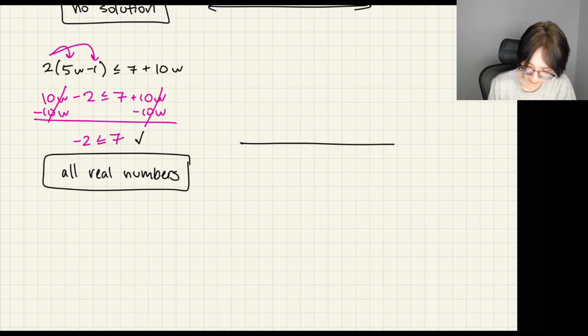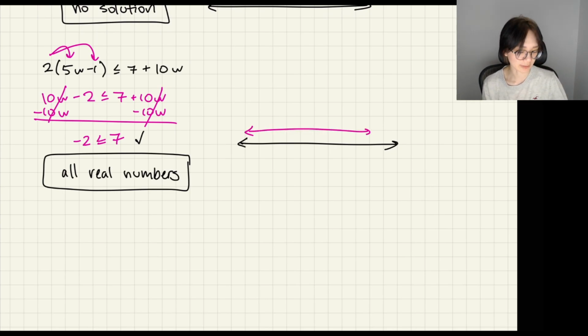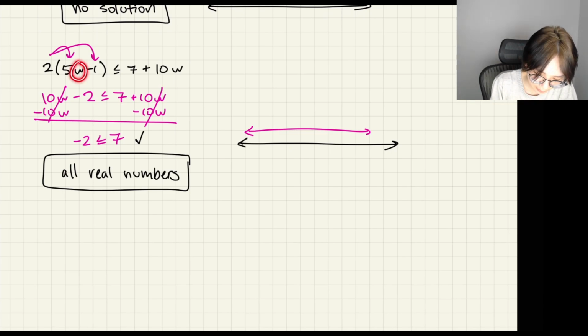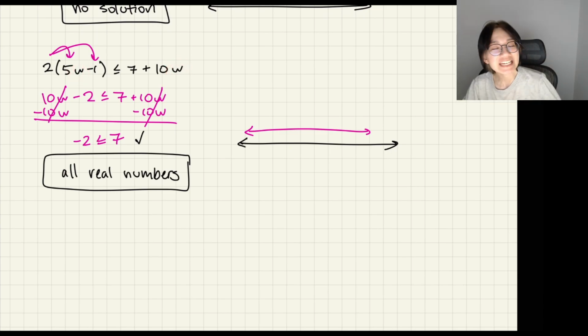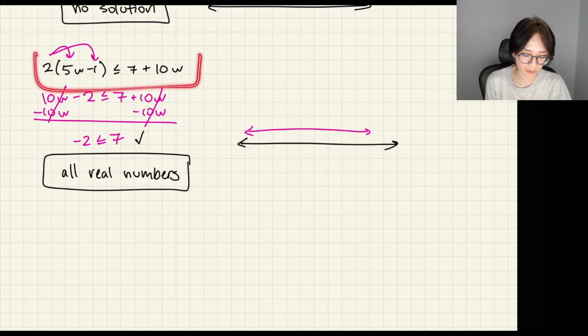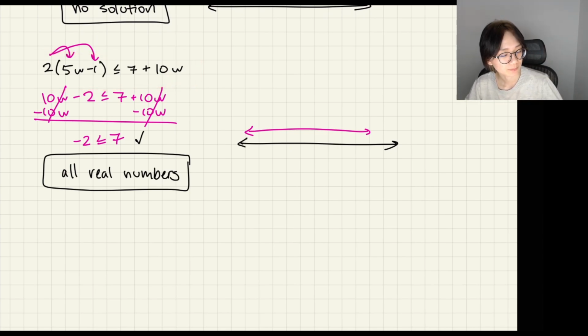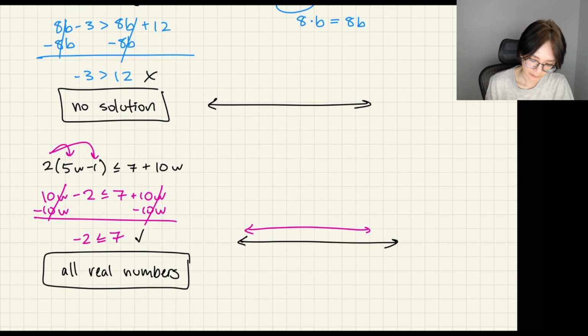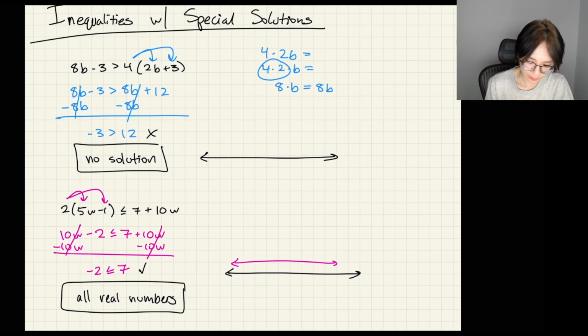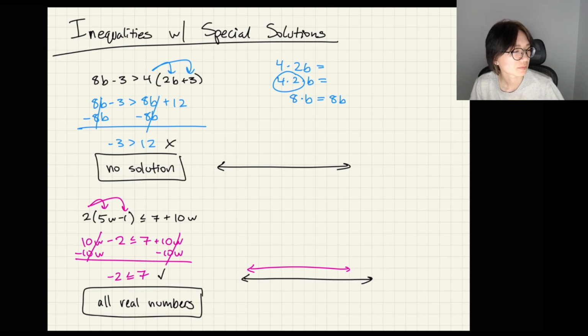And if you want to graph this, there's a number line, and there's a graph. Just all the numbers. It just keeps running along the entire number line. Because this means that w can be any number, so long as they're the same number, and the entire inequality will be true. The result will still be true. So, just the 2 different situations, I suppose, of special solutions. One where there's no solution, one where there's all real numbers.